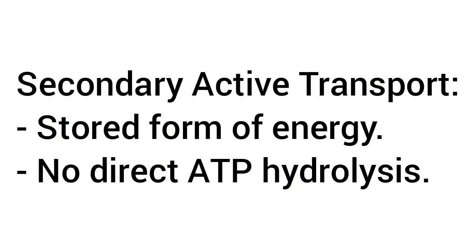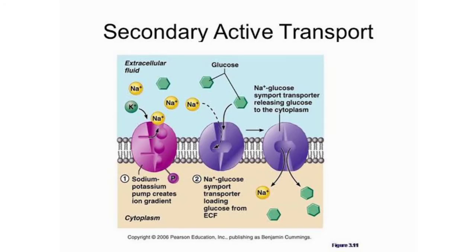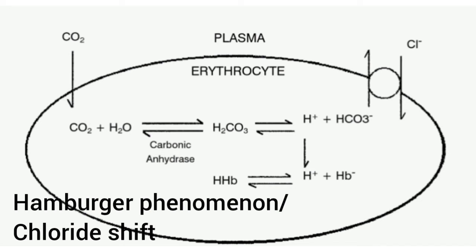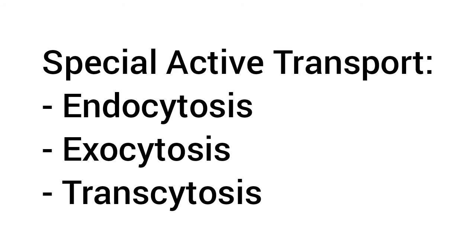In secondary active transport, we use a stored form of energy but not direct ATP hydrolysis. Examples are sodium glucose co-transport and chloride bicarbonate counter-transport. This is called Hamburger's phenomenon. Special types of active transport are 3 types. They are endocytosis, exocytosis, and transcytosis.